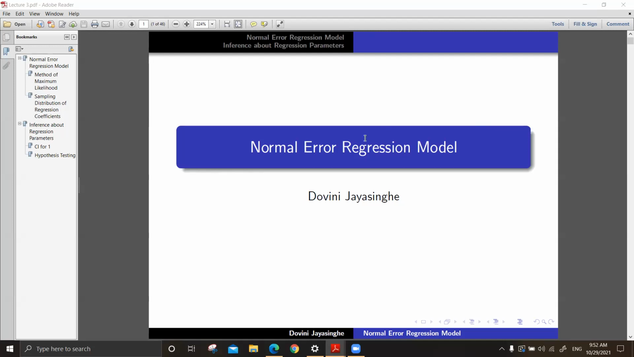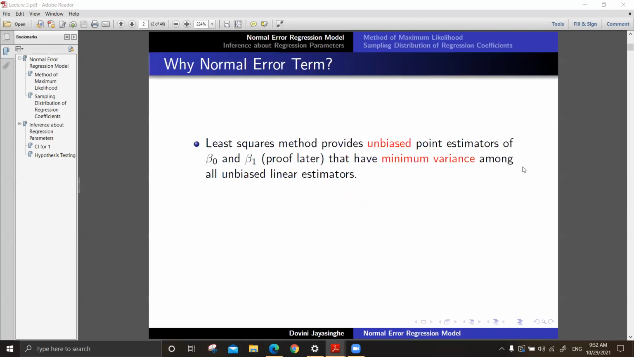Okay, today we discuss normal error regression. It's quite a bit long, so we'll try to cover the entire number of slides today. So, why normal error term?